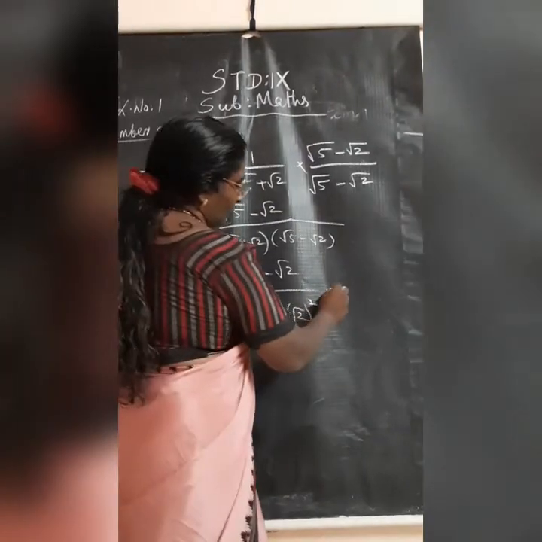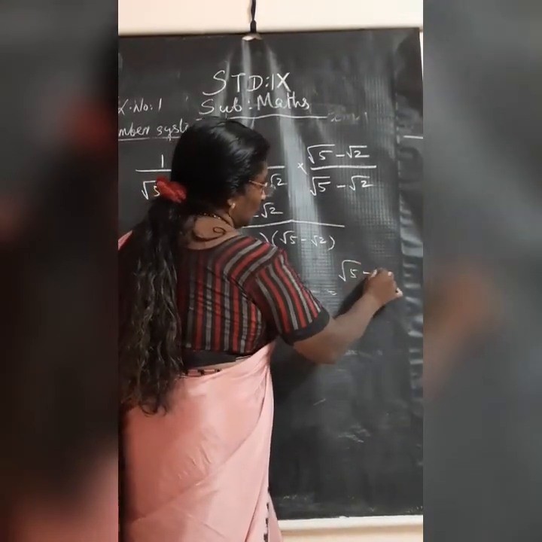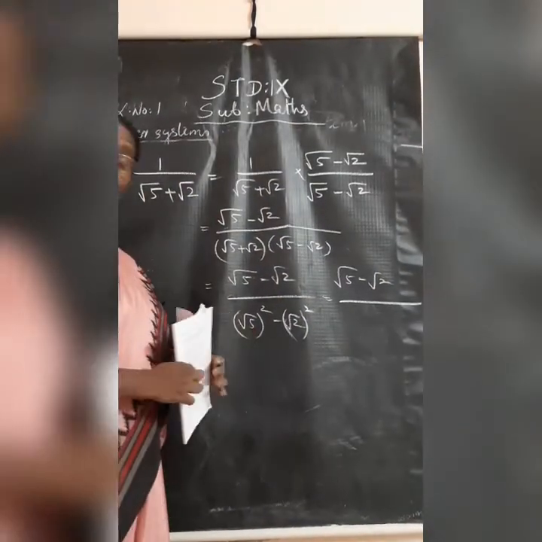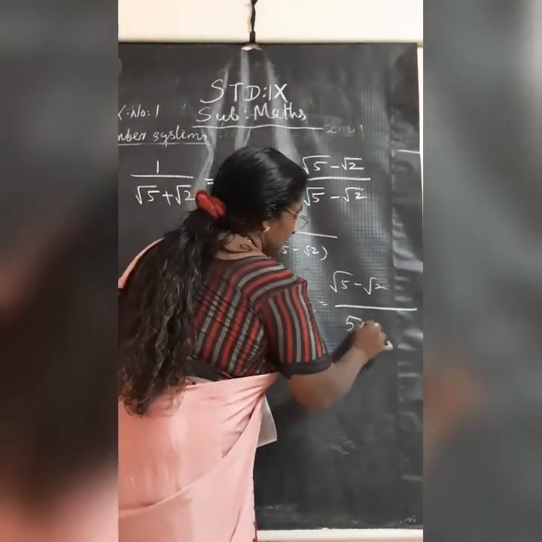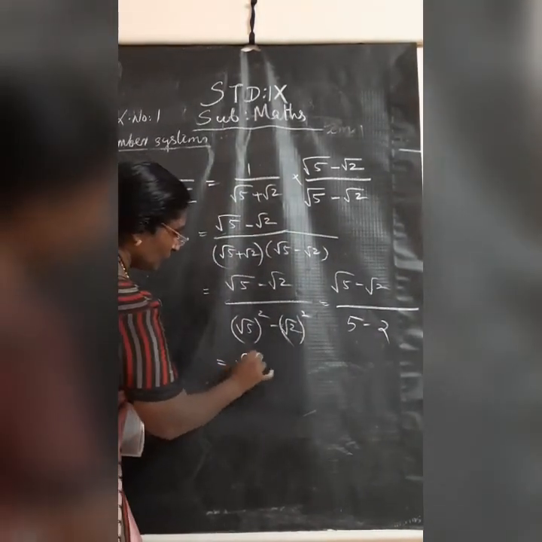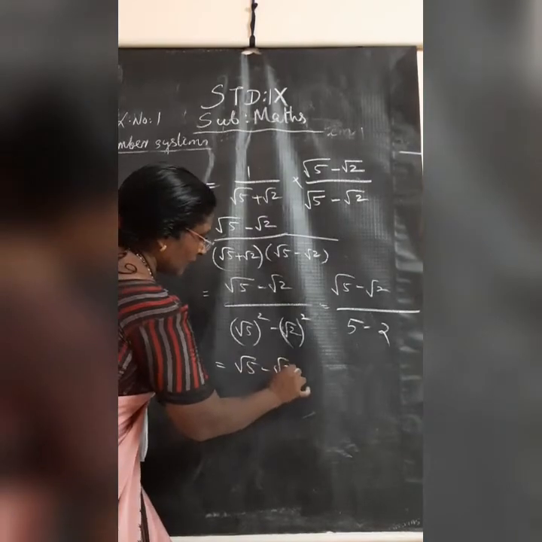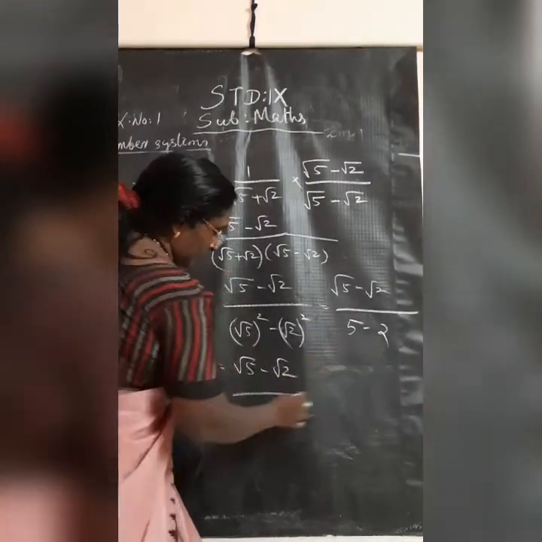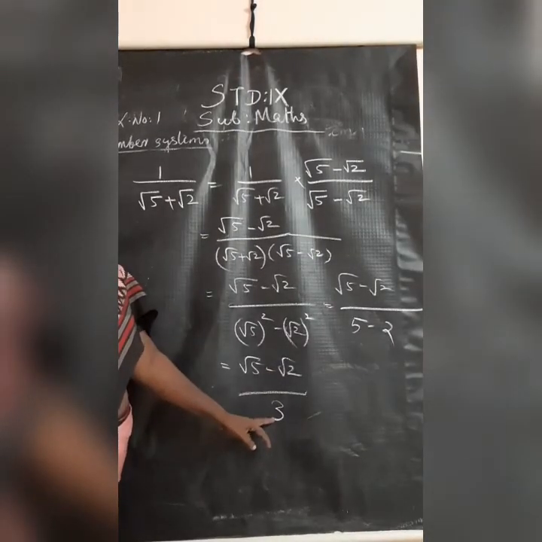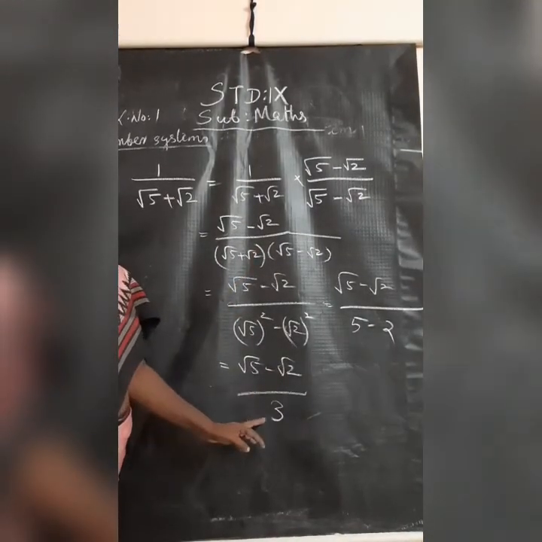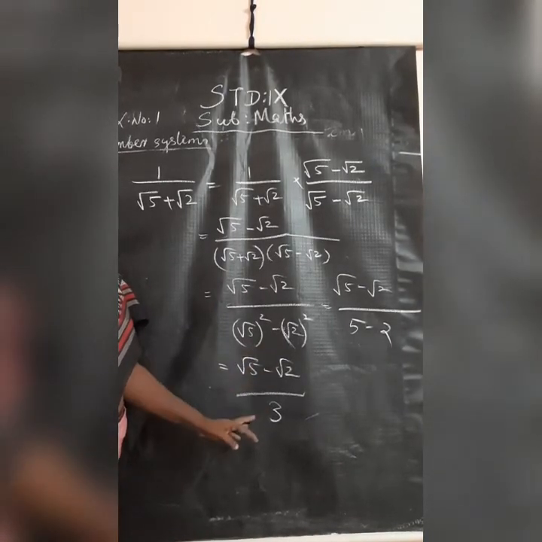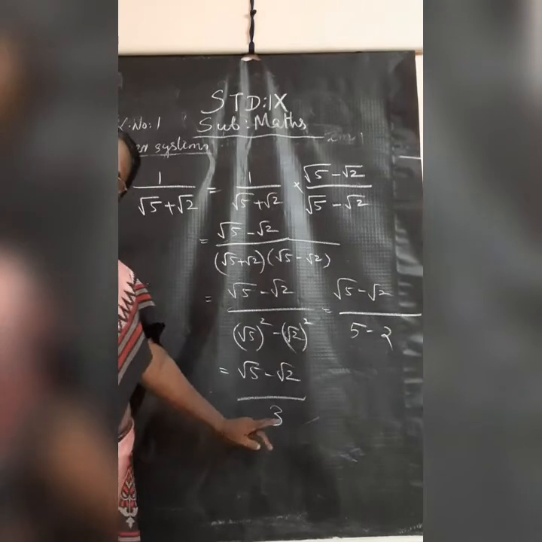That is equal to root 5 minus root 2 divided by root 5 the whole square, which is 5, minus 2. Okay? So that is equal to root 5 minus root 2 divided by 5 minus 2. How much is coming? 3. Now see the denominator: you got a rational number now. So this type of many sums are there in the textbook, workbook and practice book. You practice. These are very important sums also. So in the denominator you got a rational number.